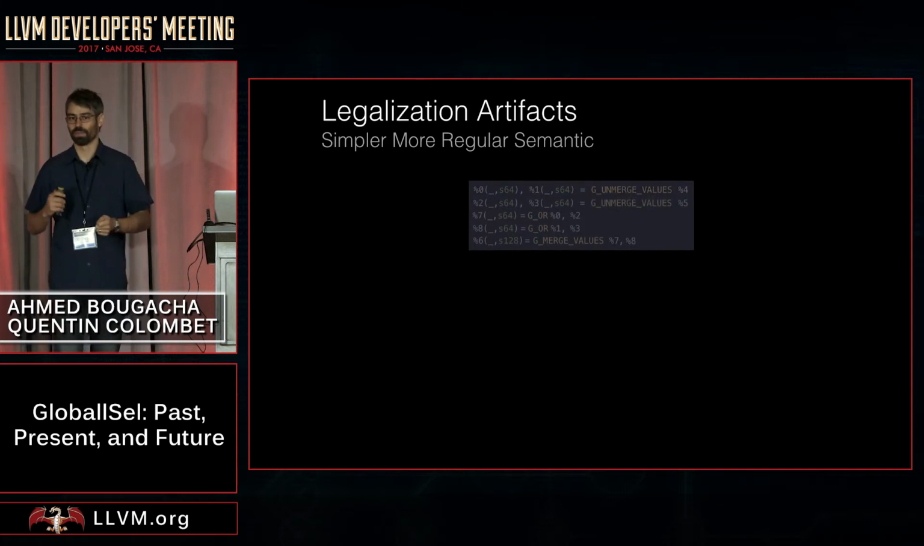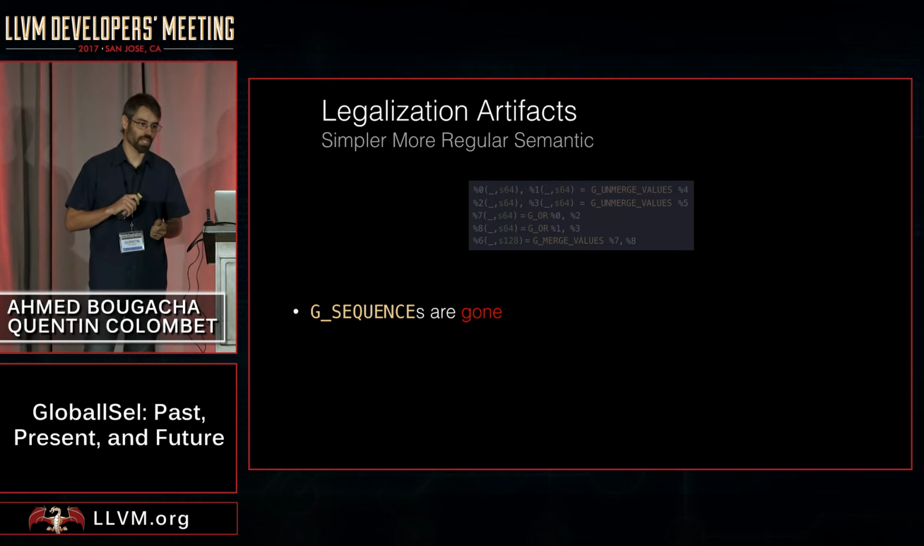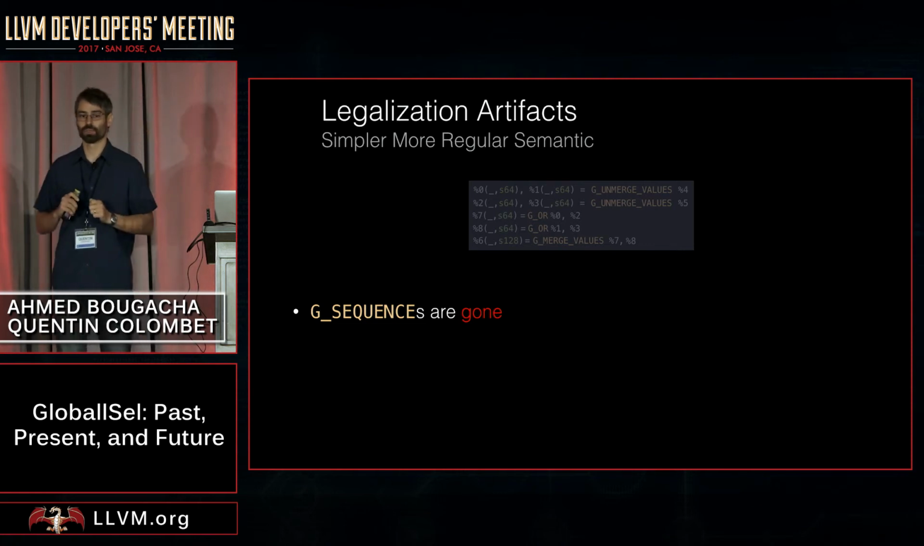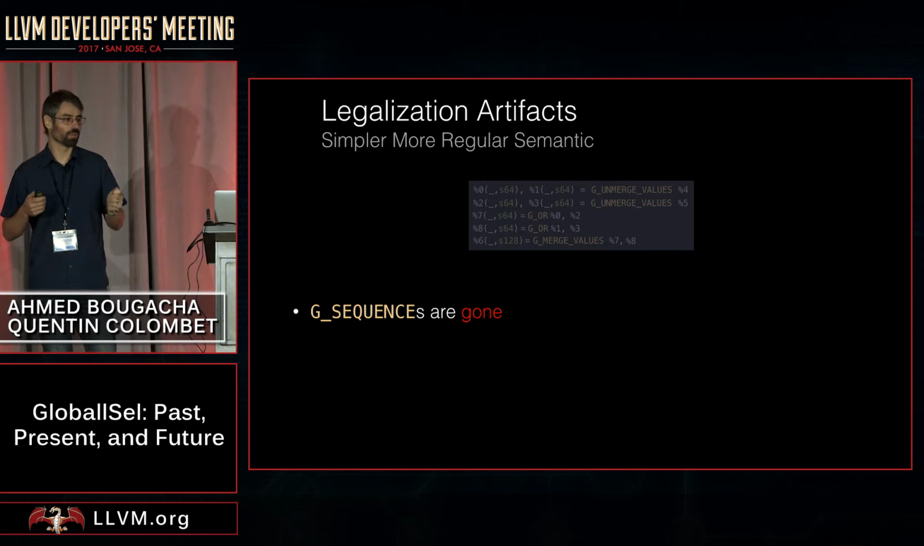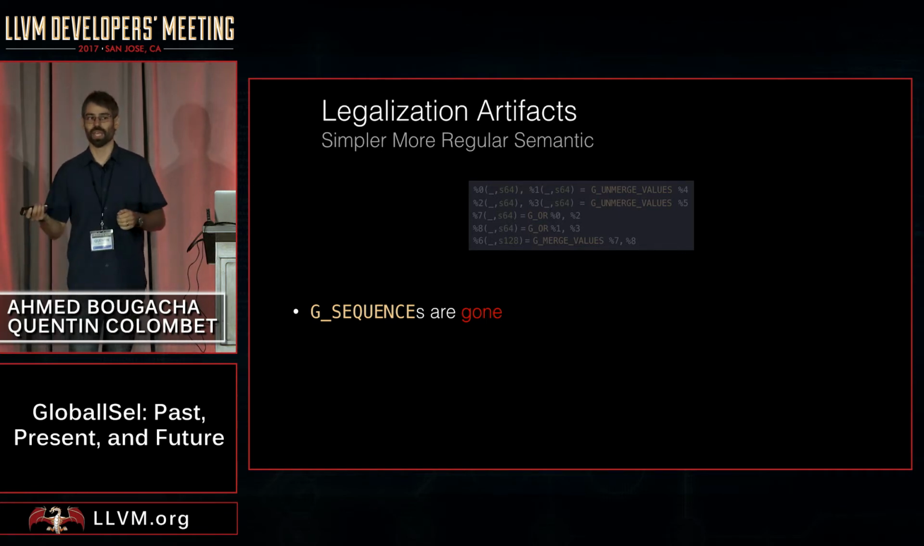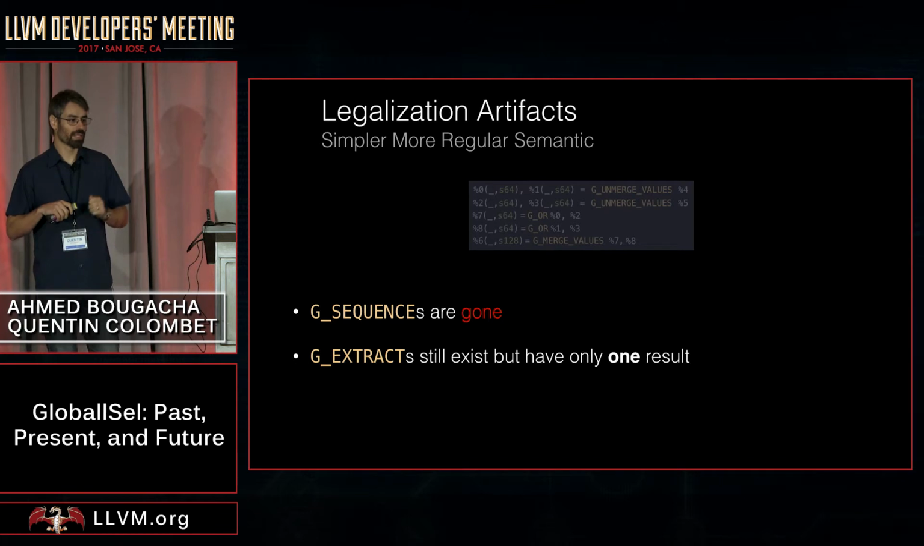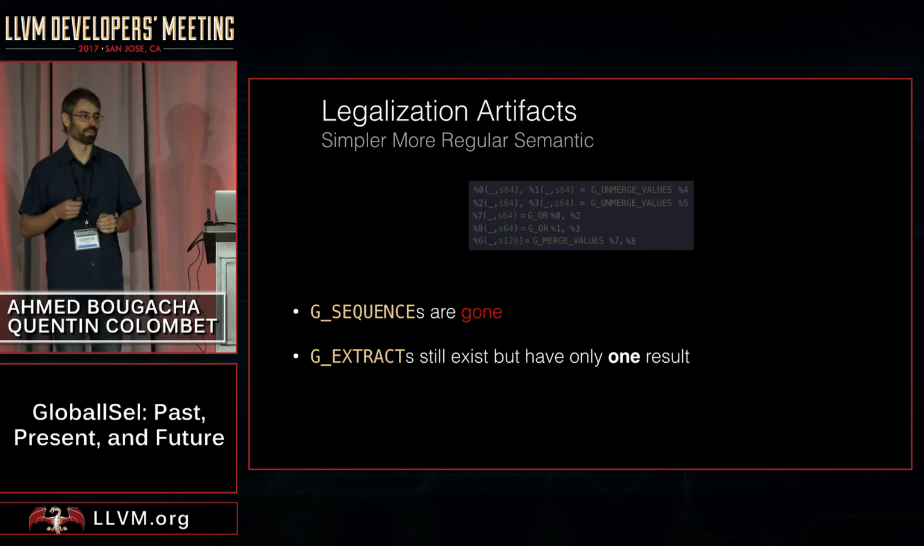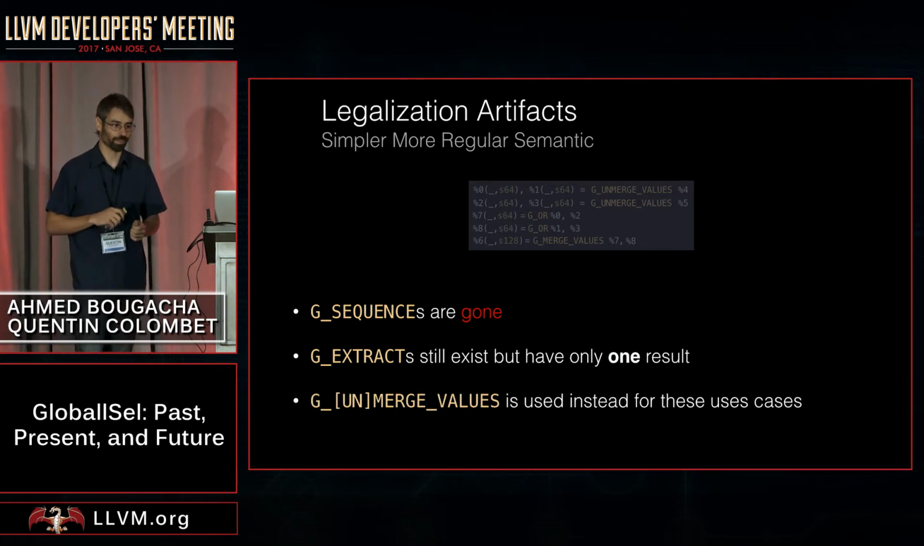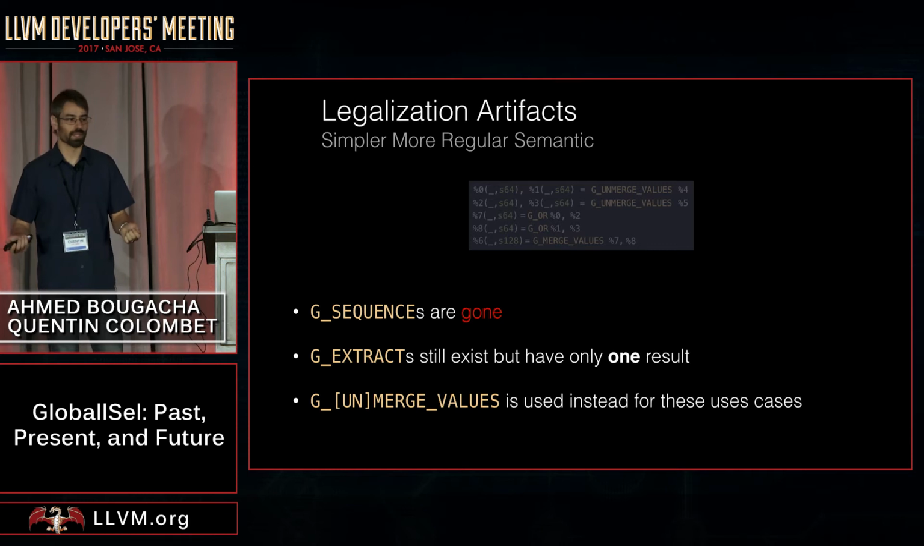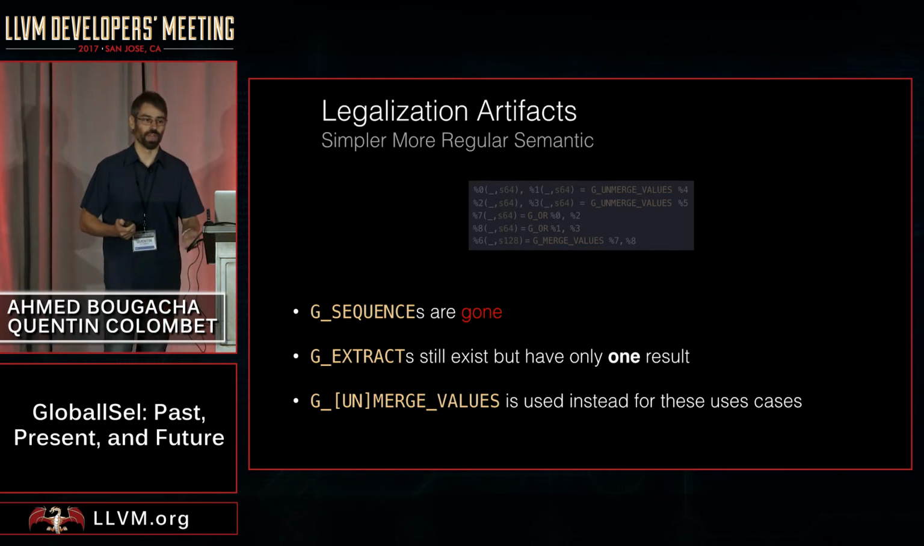So let's wrap this up. First, G sequences are gone. You can't use them anymore. So if you want to have something that is kind of a G sequence, you'll have to make a sequence of instructions to build this sequence. And we actually have APIs for that. Second, the GExtract still exists, but only has one result. The reason is because they are still used for extract values and this kind of thing that deals with structures from the LLVM IR. And finally, for all the other use cases, you will use these GMerge and GUnmerge value instructions.